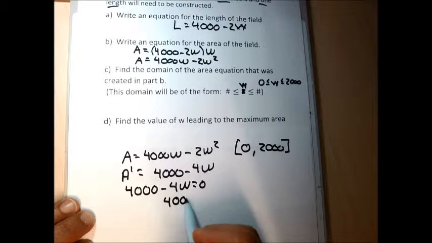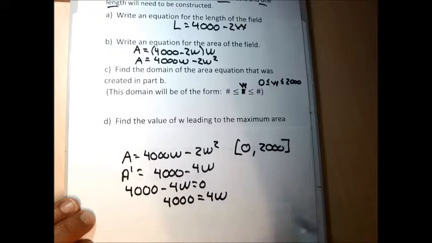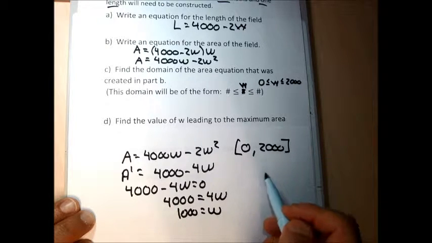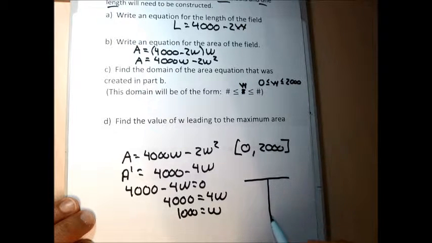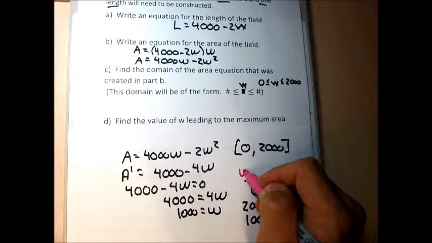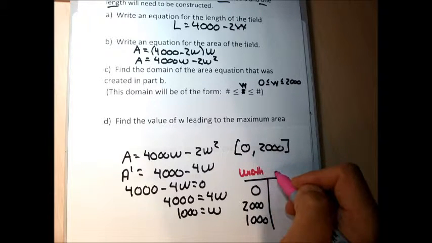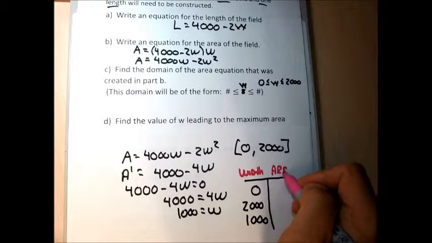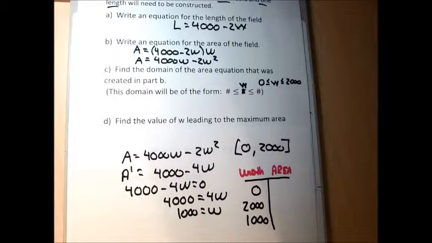Add 4w to both sides. I get 4000 equals 4w. Divide both sides by 4. I get 1000 equals w. So the numbers I need to check are 0 and 2000, because those are the edges of the domain, and 1000, because that critical number is between the values that I need. So now I'm going to get the y's, and just like in the last problem, the x's are the widths that I'm constructing. The y's are the area that I get if I use those widths. The first two should be 0 again.